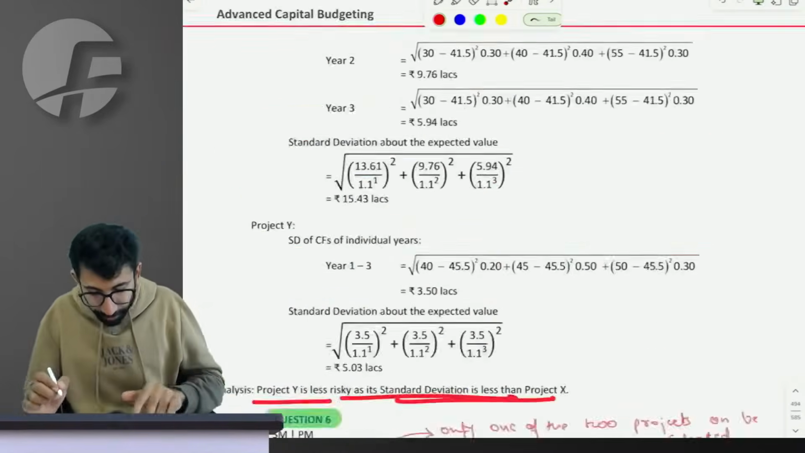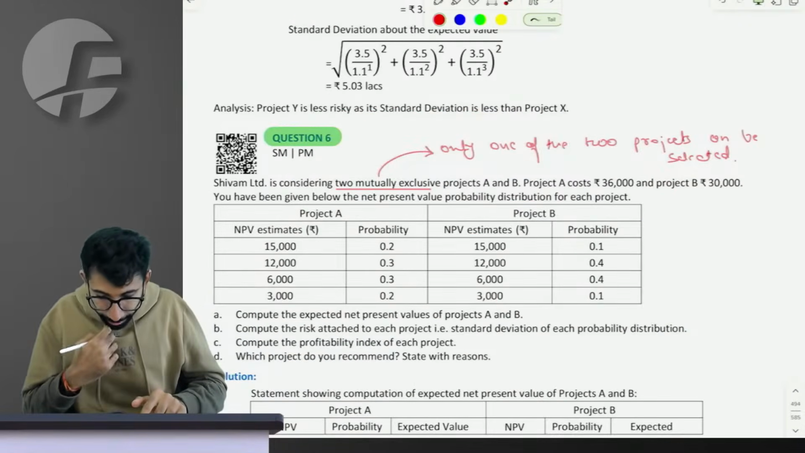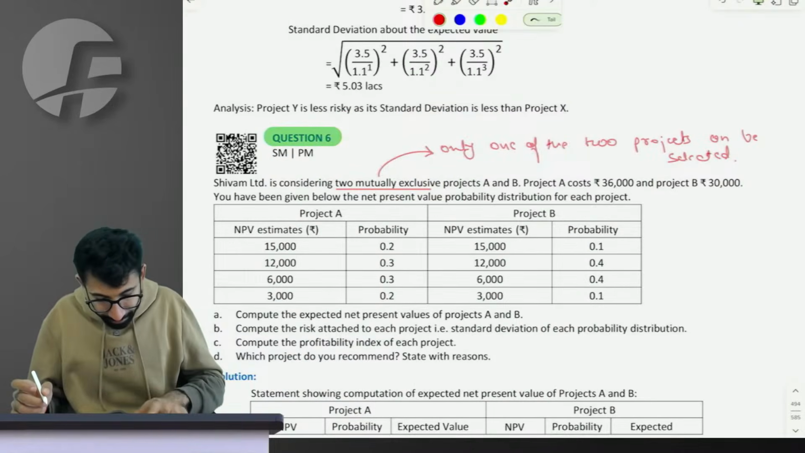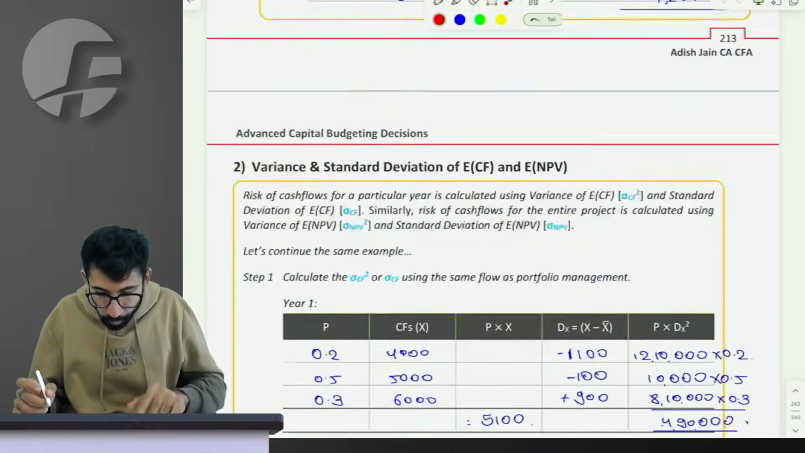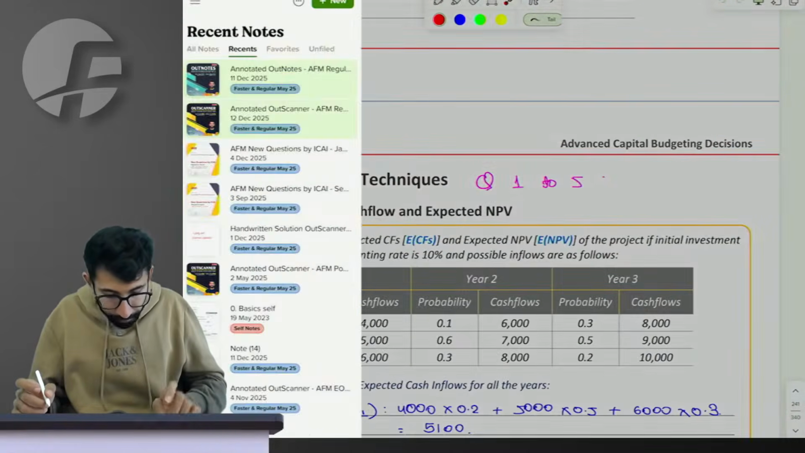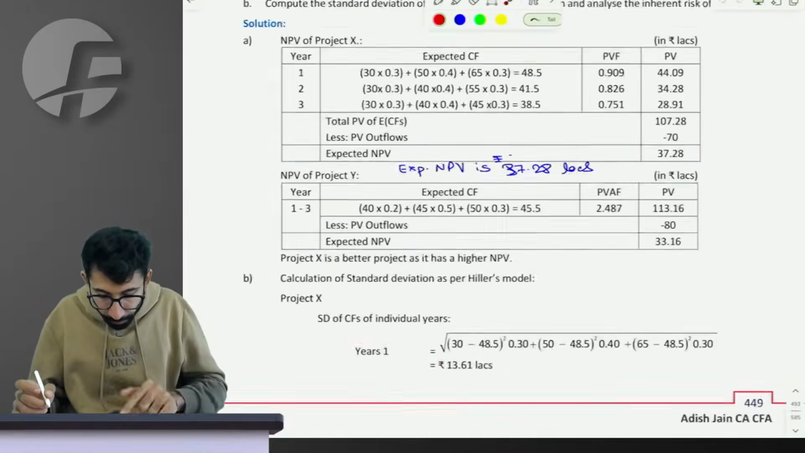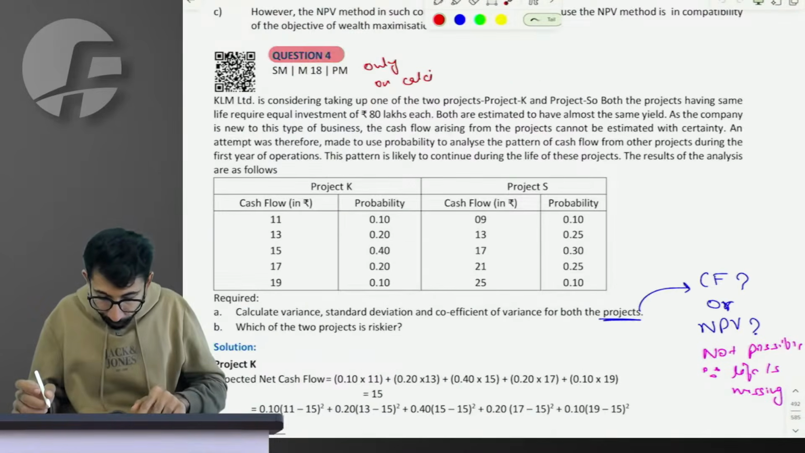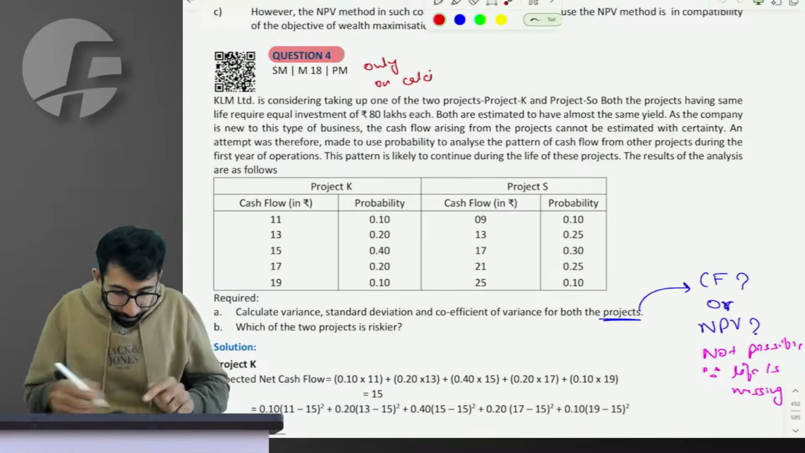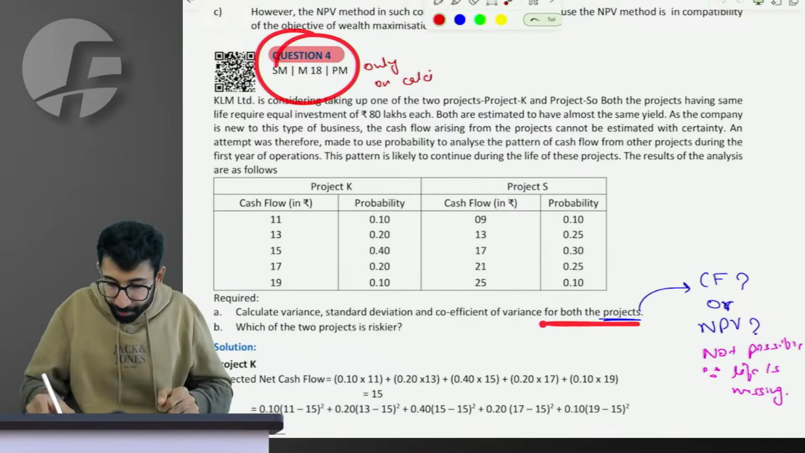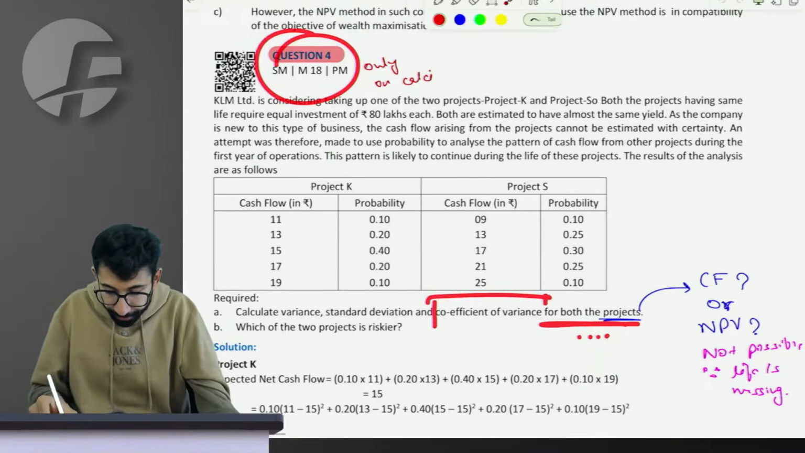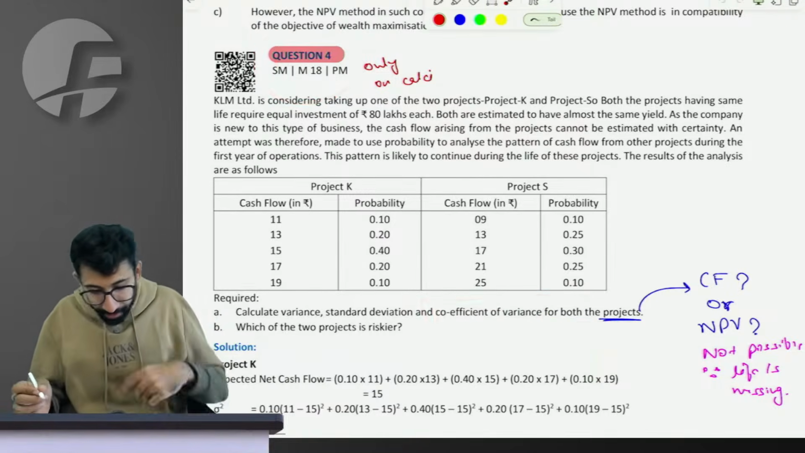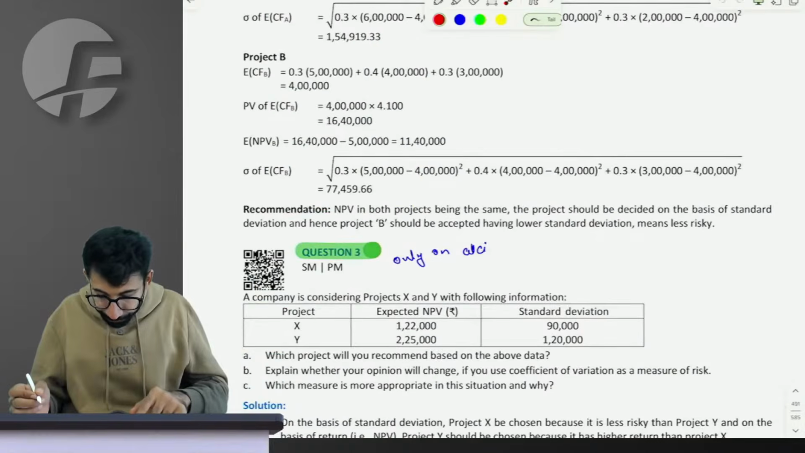Question number 5, people in the class, gets done. Just give me a minute. Fourth question, if you observe, they specifically talk about calculating the coefficient of variation. So an easy one, frankly, to be done.